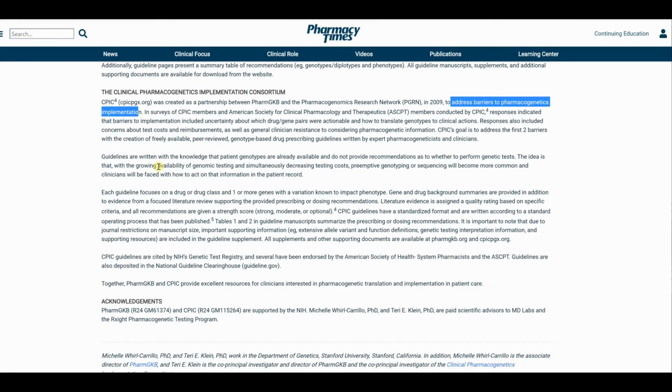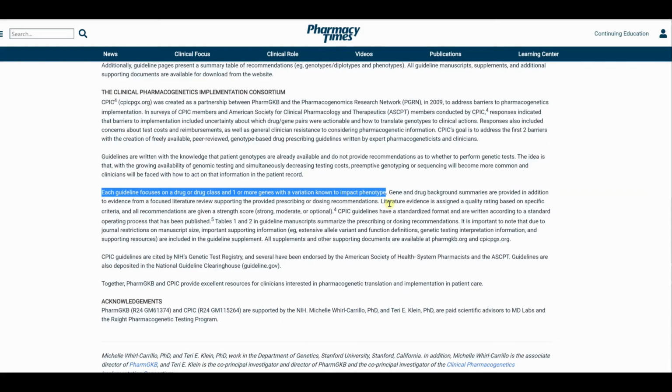So what happens is that once more and more information and data is published for given gene-drug pairs, they get put on a list to basically create guidelines by a group of experts. Each guideline focuses on a drug or drug class and one or more genes with variation of known impact on phenotype.